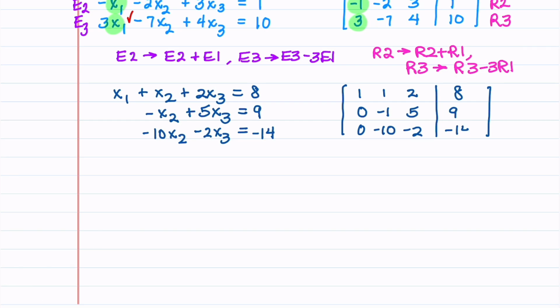Before we do step 3, where we're going to use the x2 term in equation 2 to eliminate the x2 term in equation 3, let's multiply equation 2 by negative 1 and multiply row 2 by negative 1. It will make it easier if we have a positive x2 to work with. We'll notate this as equation 2 goes to minus 1 times equation 2, and then row 2 goes to minus 1 times row 2. Here's what we get then.